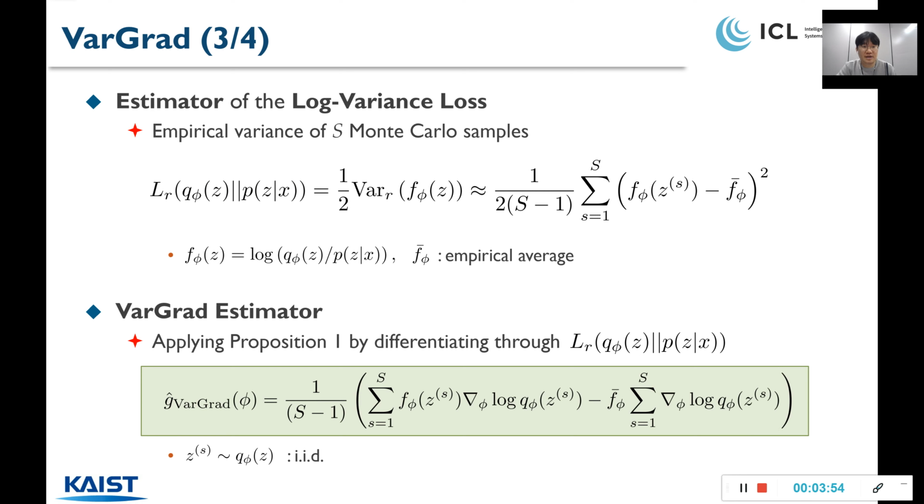We represent estimator of the log variance loss as empirical variance of S Monte Carlo samples as shown here. Applying proposition 1 by differentiating through the log variance loss, we define VarGrad estimator as shown here. It is an unbiased estimator of the gradient of the KL divergence.